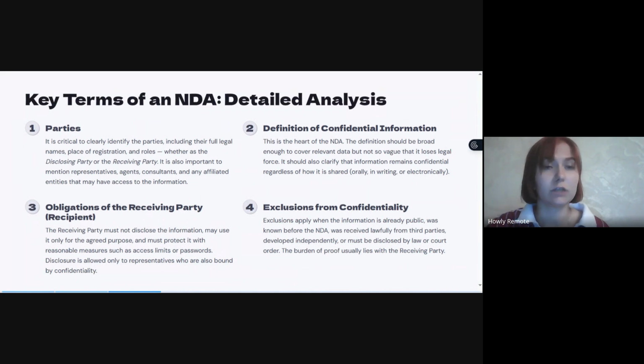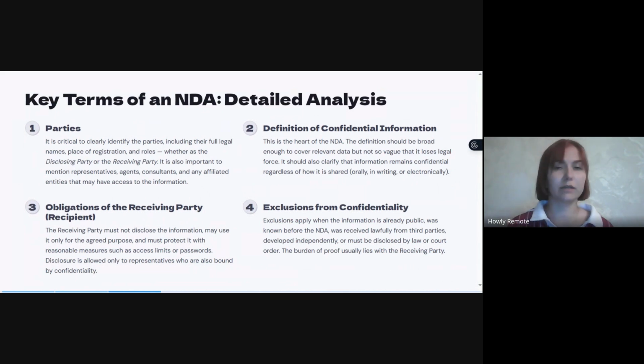The definition of confidential information. It is the heart of the NDA. It must be broad enough to protect all important information, but specific enough to avoid confusion.